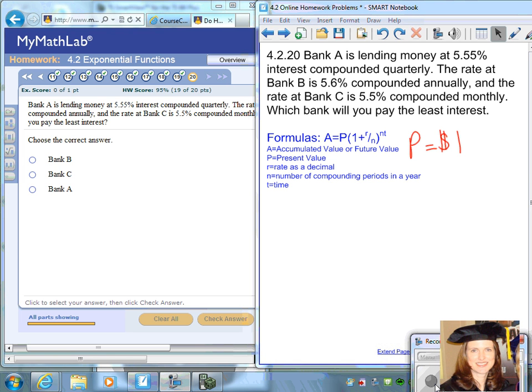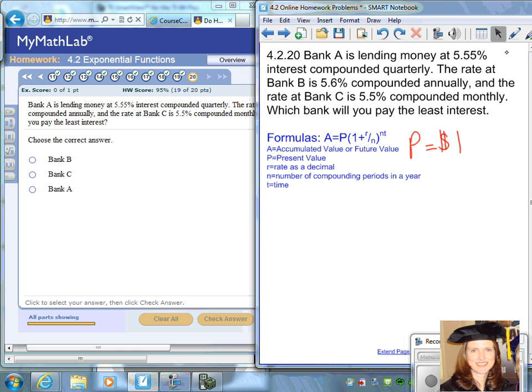Now the reason I chose $1 is because no matter what, if I borrow $1 from Bank A, Bank B, Bank C, at the end I'm going to owe them money with interest. So even if I borrowed $1,000 or $10,000, the amount is going to be the same for each one, and you're going to do some comparisons on the future value. So make it easy on yourself and let P equal 1.